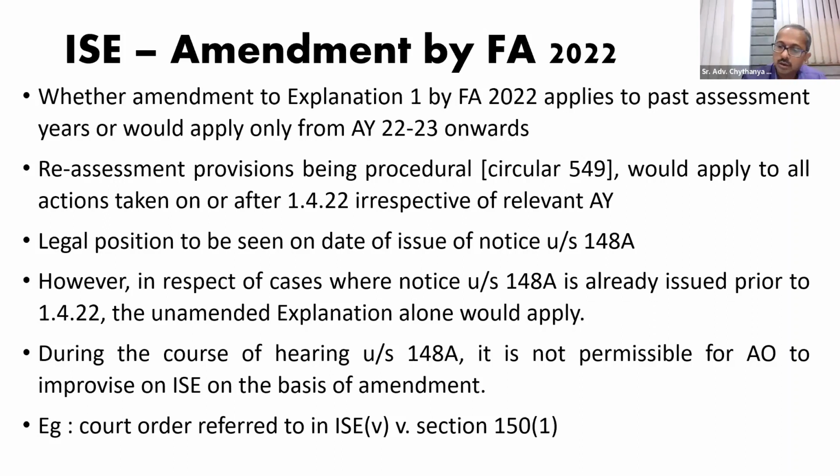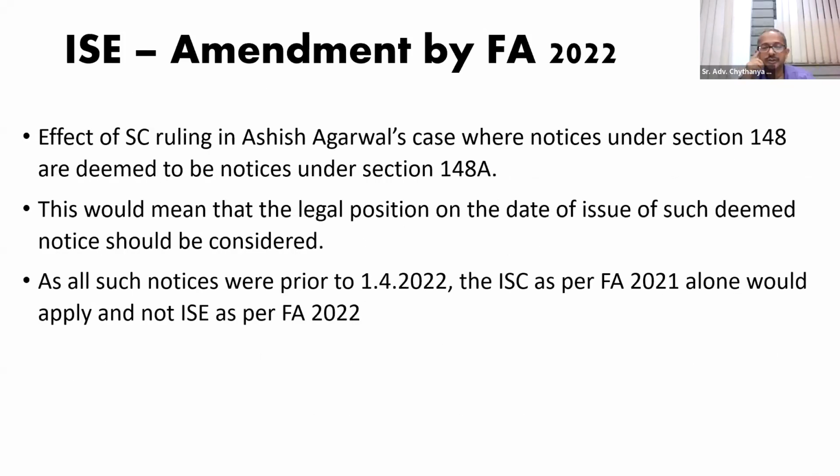Now, look at the latest decision of the Supreme Court in Ashish Agarwal's case. What did the Supreme Court do? The notices issued under 148 are deemed to be notices under 148A. It means in the Supreme Court, in all those so-called 90,000 cases, all the notices have been issued after 1/4/2021 but prior to 31st March 2022. Those notices were wrongly issued under the old law.